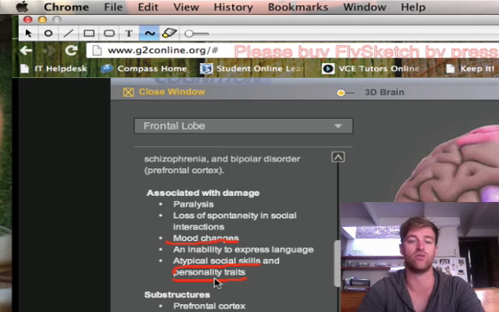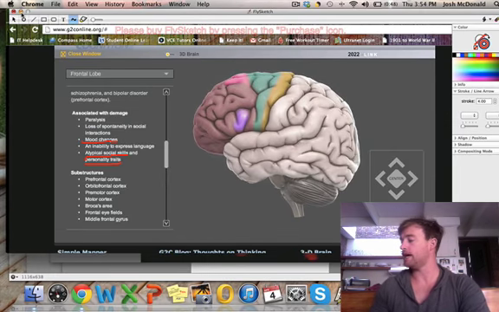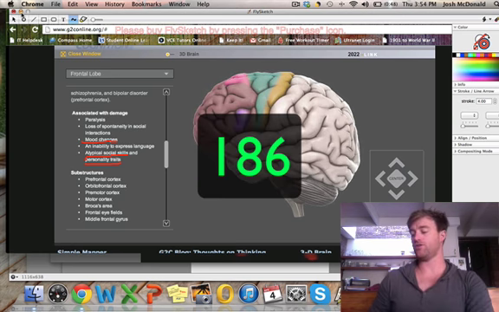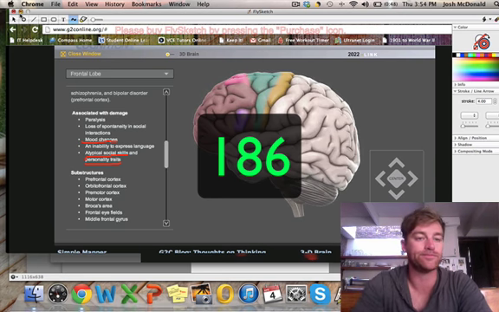And I think he struggled to integrate back into society. Still kind of held a job for a while, but not very successful. So that's Phineas Gage. Interesting character. You can read about him in your book. There is a little story about Phineas Gage on page 186. You can read all about Phineas Gage in your textbook.